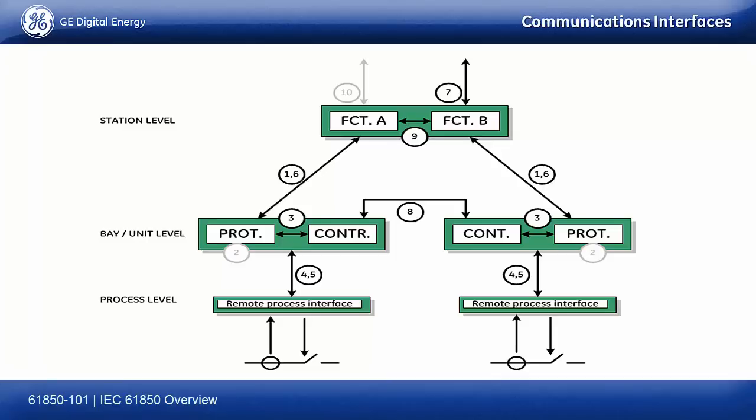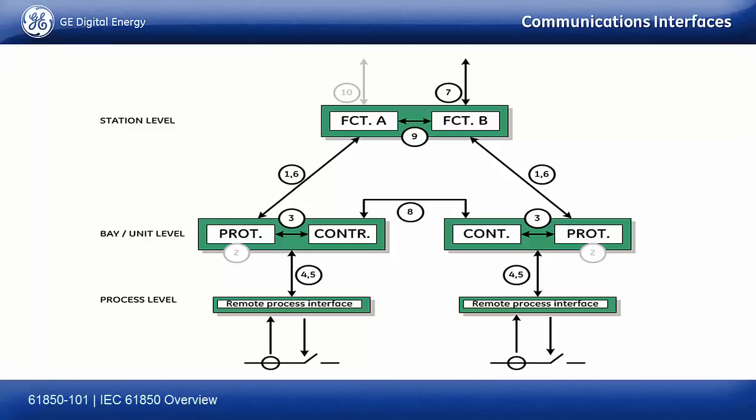So look at these levels. To me, the heart of everything is the bay/unit level. This is where relays sit. This is where meters sit. This is where bay controllers sit, stuff like that, right? And for a bay and a unit, these are the basic units of protection and control. So we see these interfaces defined: for a specific bay, there's an interface for communication between protection and control devices, and then interface eight is communications between devices at different bays at this level, right?